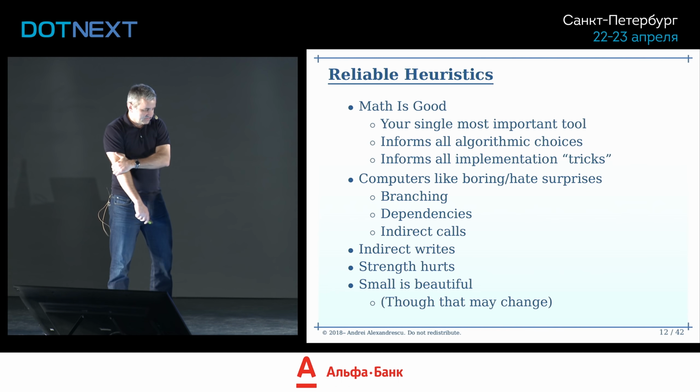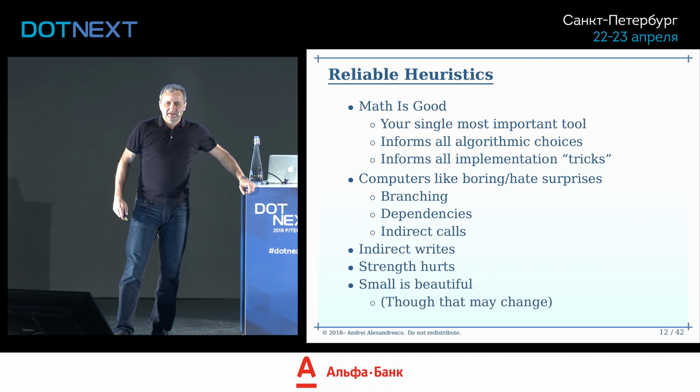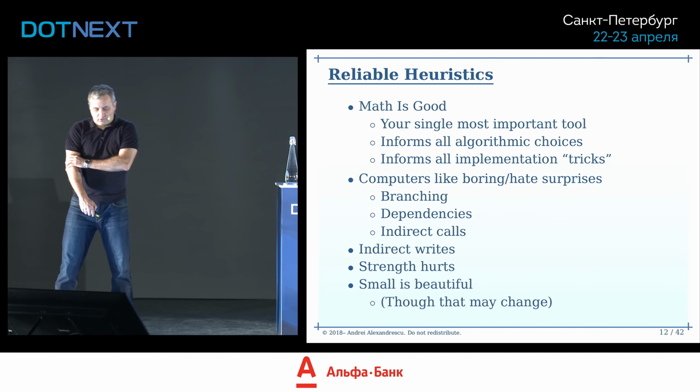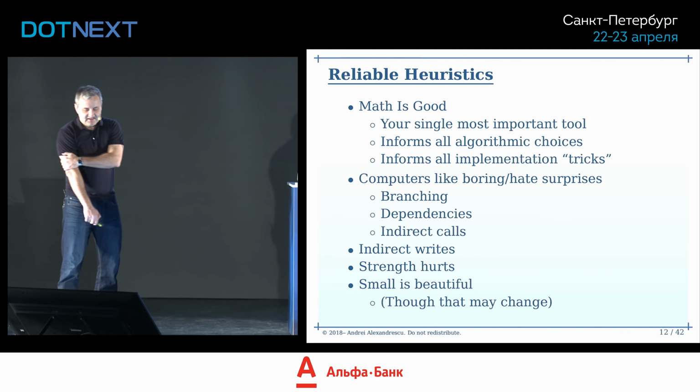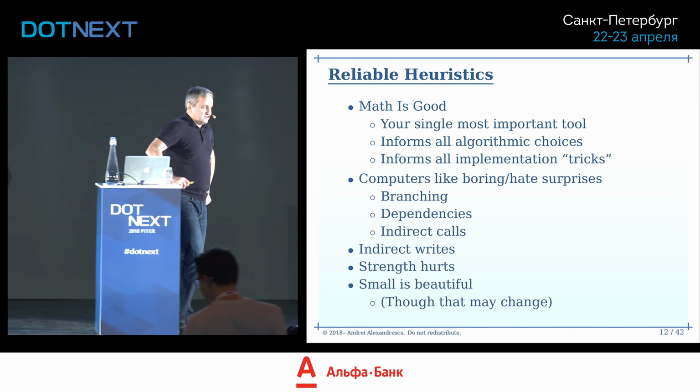Many people think that optimization is all about doing machine code and knowing the bits and that kind of stuff. But actually, there's a lot of math in it because you get to prove that things that are cheap are equivalent. Another intuition that is good, a heuristic, is that computers like boring.